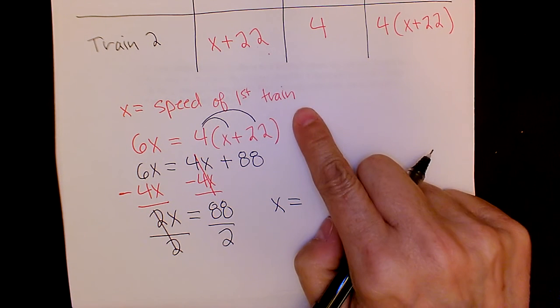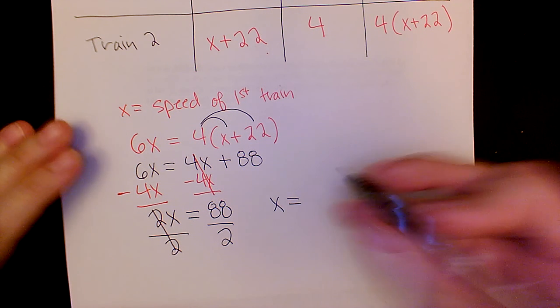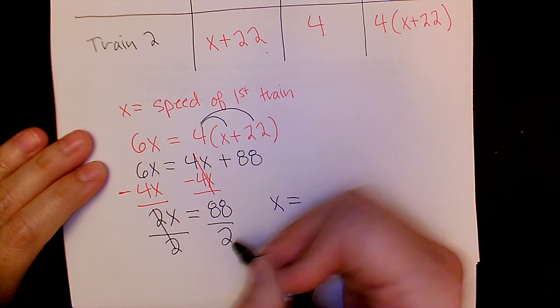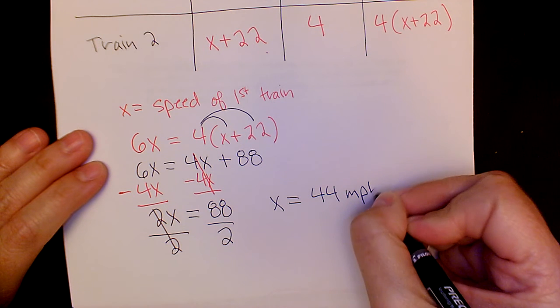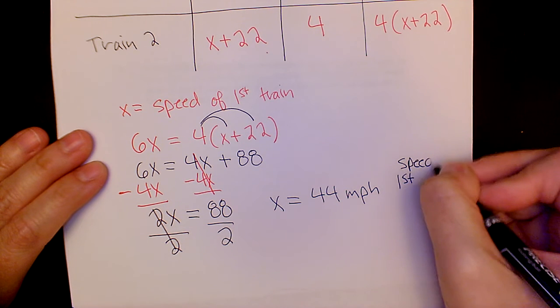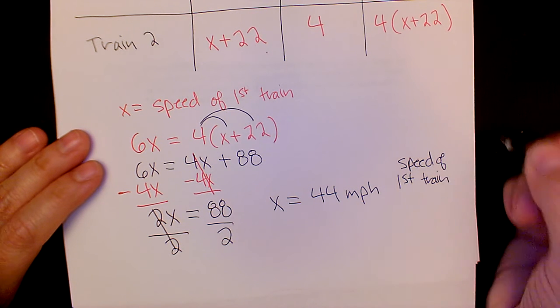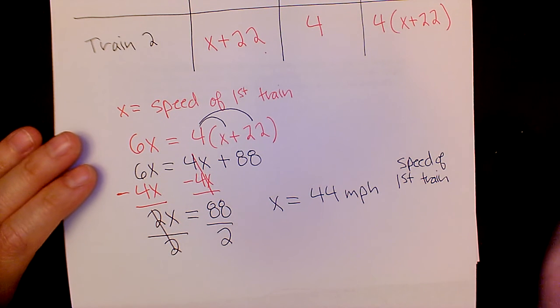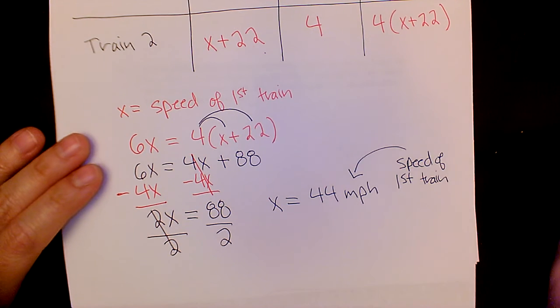So x is the speed of the first train. So how fast is the first train going? 88 divided by 2 is 44. So this is the speed of the first train. And they want the speed of both trains.